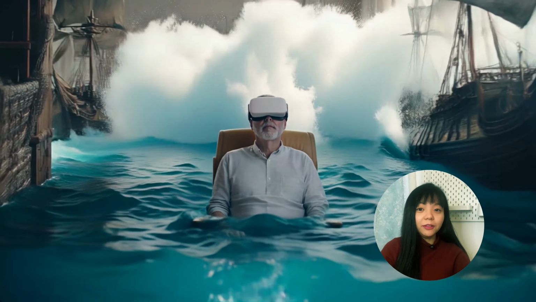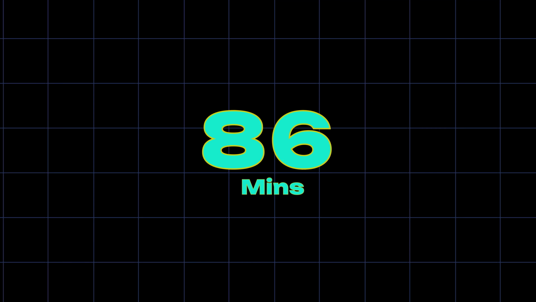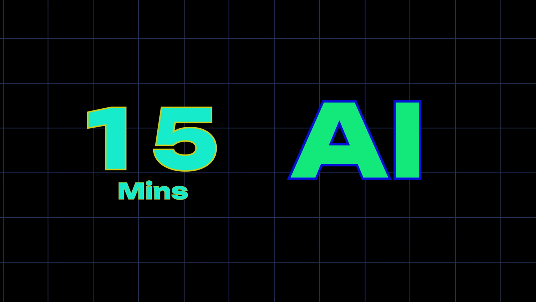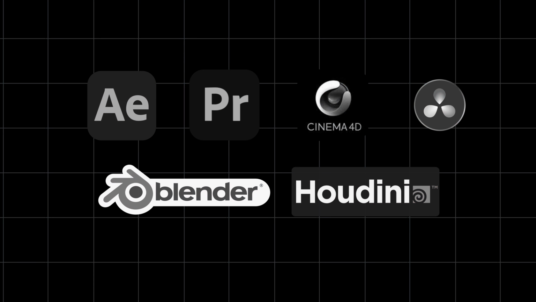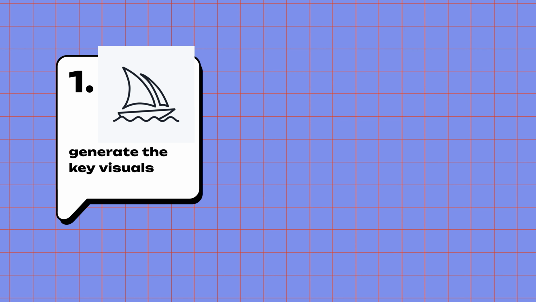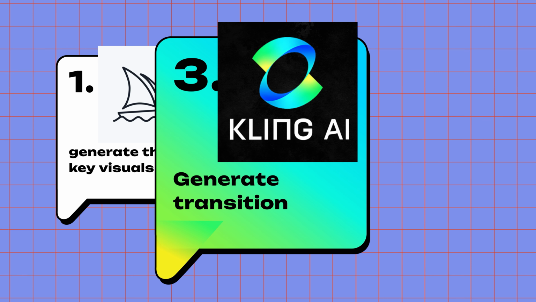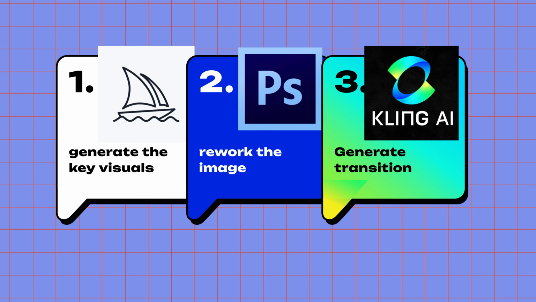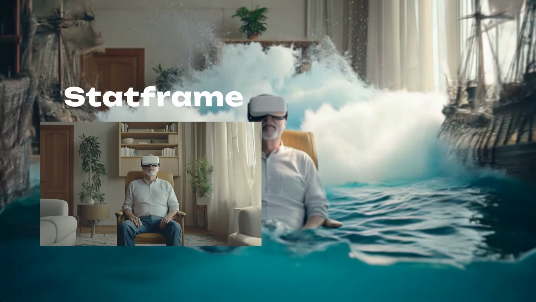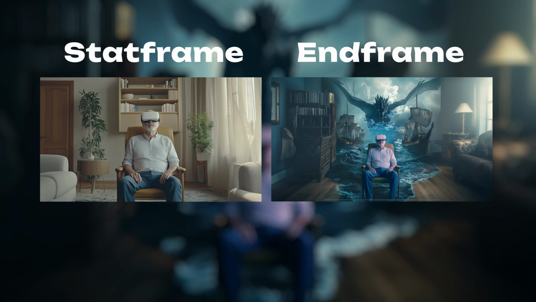In this video, I'm going to show you how to create a live-action quality transition in under 50 minutes using AI. No complicated software, no coding. I will use Midjourney to generate the key visuals, Photoshop to rework the image, and Kling AI to turn them into a cinematic transition. To generate this video, we only need 2 keyframes. If it is your first time using AI, don't worry.